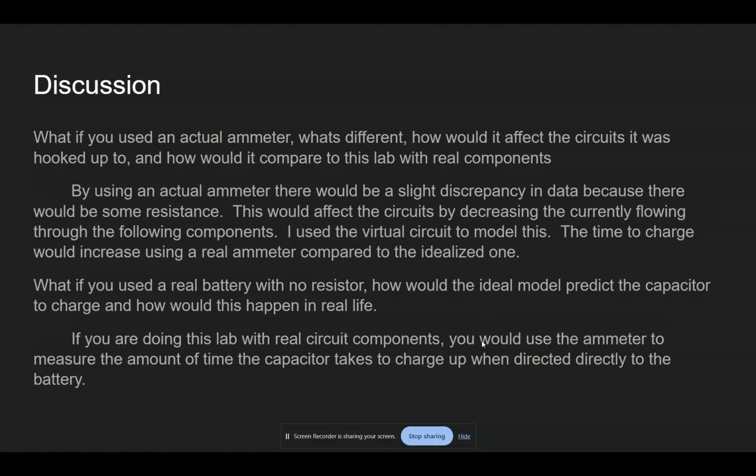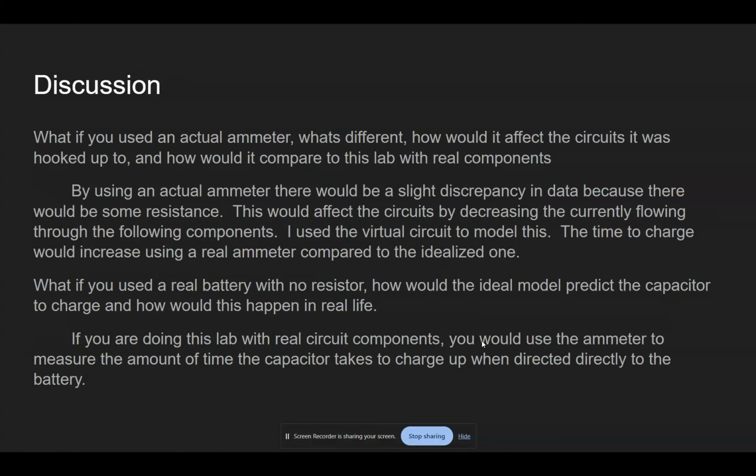For the what if questions, for the first one, by using an actual ammeter, there would be a slight discrepancy in the data because there would actually be some resistance. This would affect the circuits by decreasing the current flowing through the following components. I used the virtual circuit to model this. Time to charge would increase using a real ammeter compared to an idealized one.